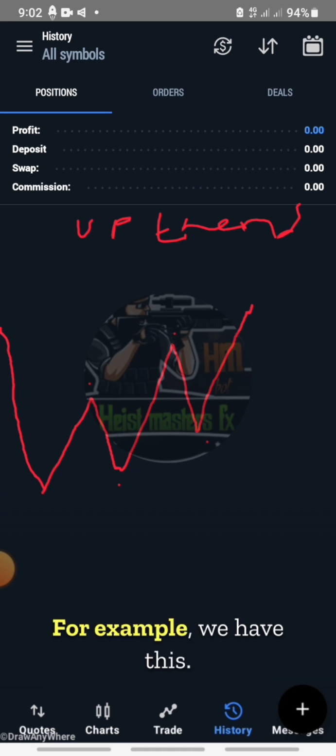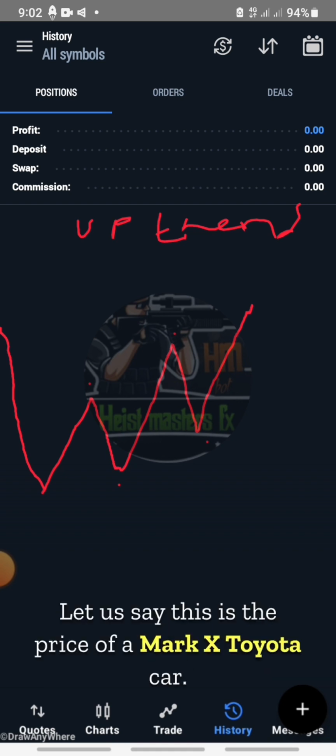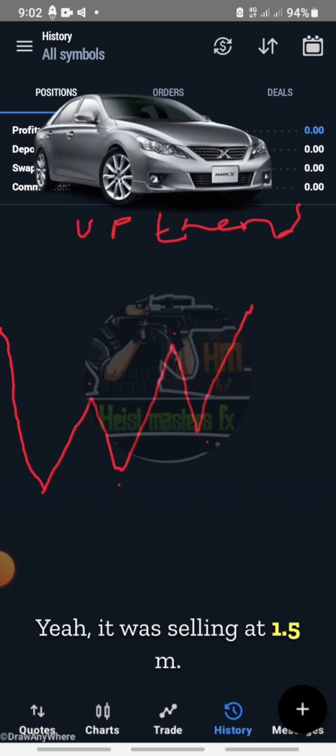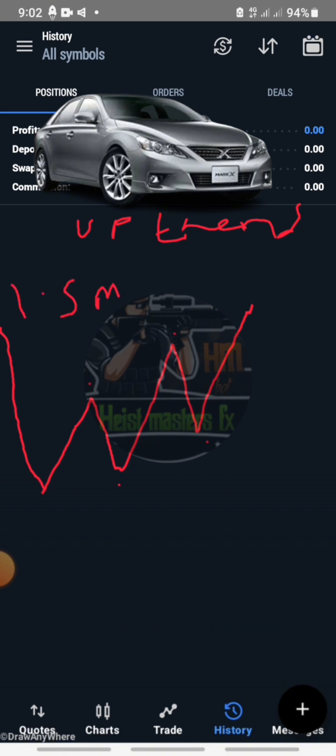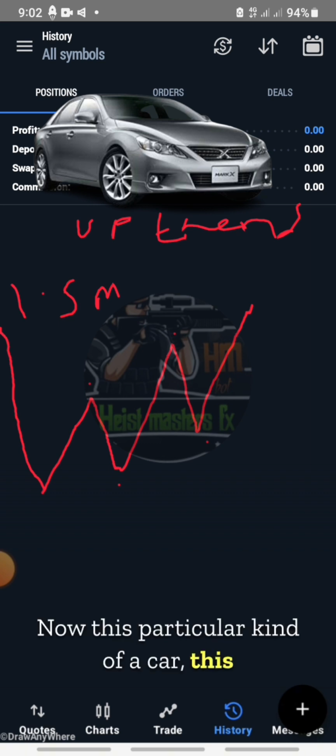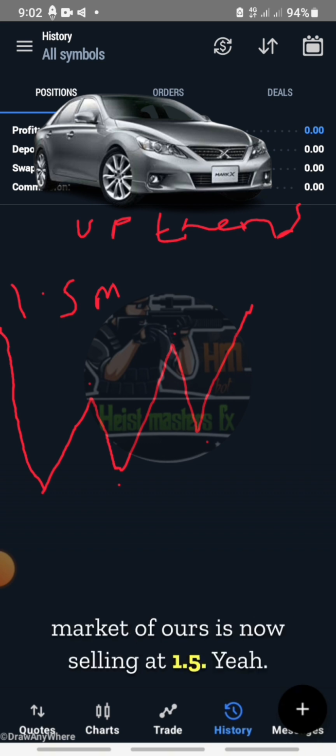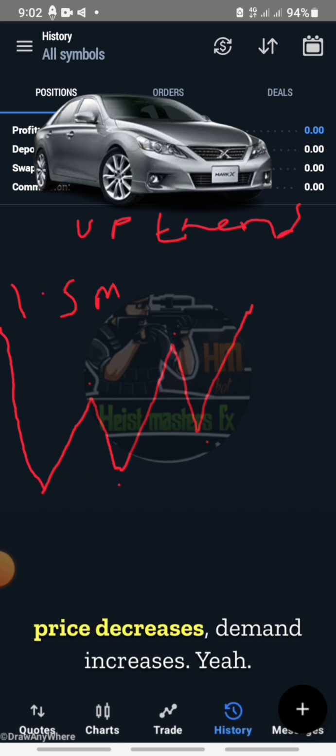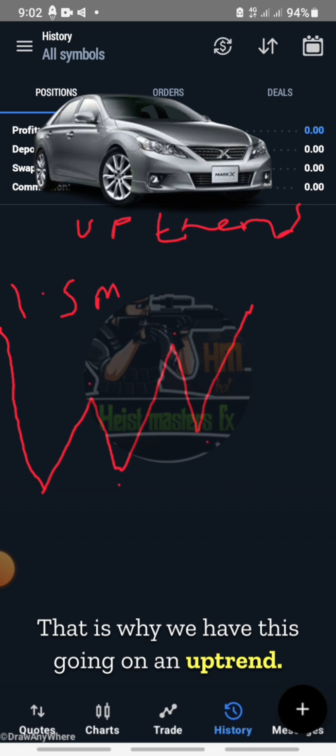Let us say this is the price of a Mark X Toyota car. It was selling at 1.5 million. Now this particular car, this Mark X of ours, is selling at 1.5. When the price decreases, demand increases. That is why we have this going on an uptrend.